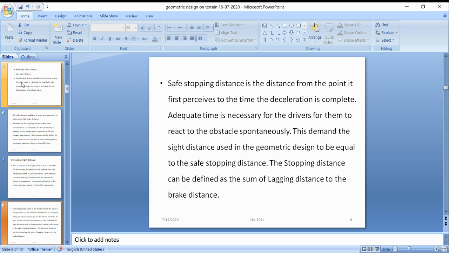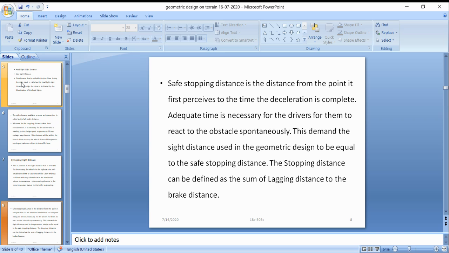So adequate time is necessary for the driver to react to the obstacle. This demands that the sight distance used in the geometric design be equal to the safe stopping distance. So when designing a road, in that we have to see the sight distance. The safe stopping distance should be equal to the sight distance.